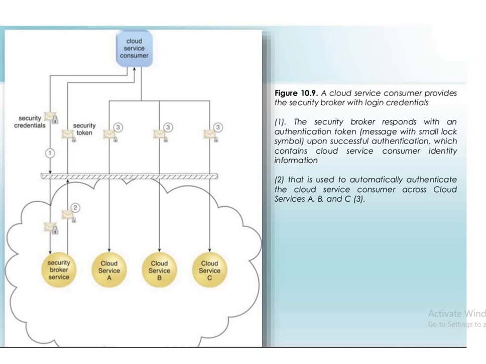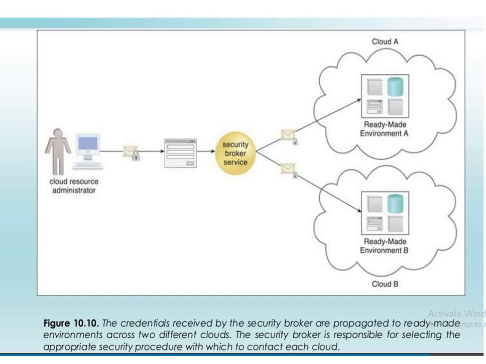So all those efforts are saved here, and that is the beauty of single sign-on. Here is an architecture. The credentials received by the security broker. This is a security broker service, and it is receiving the credentials from the cloud resource administrator. The credentials received by the cloud security broker are propagated to the ready-made environment.